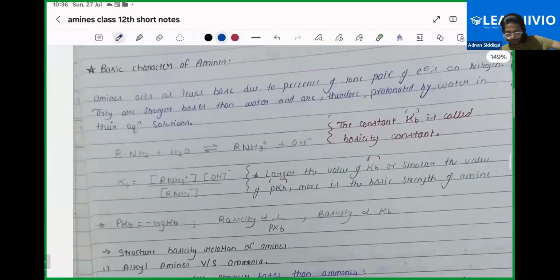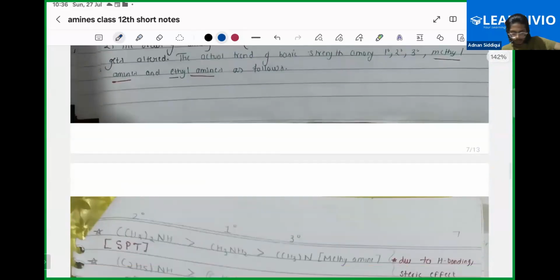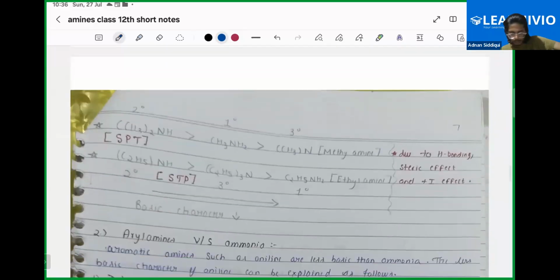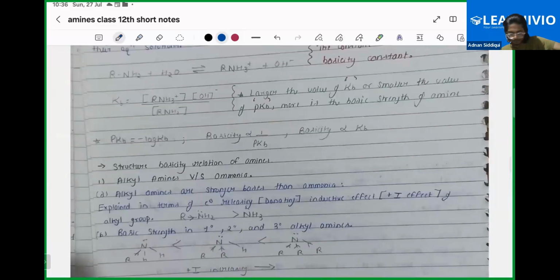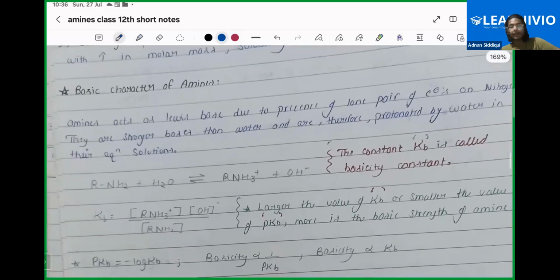Then we have structure, then boiling point. Yeah, this one is also important. Okay, basic character of amine. I told you in the starting part of today's lecture that amines are capable of acting as a base as well as a nucleophile depending on the condition they are in.